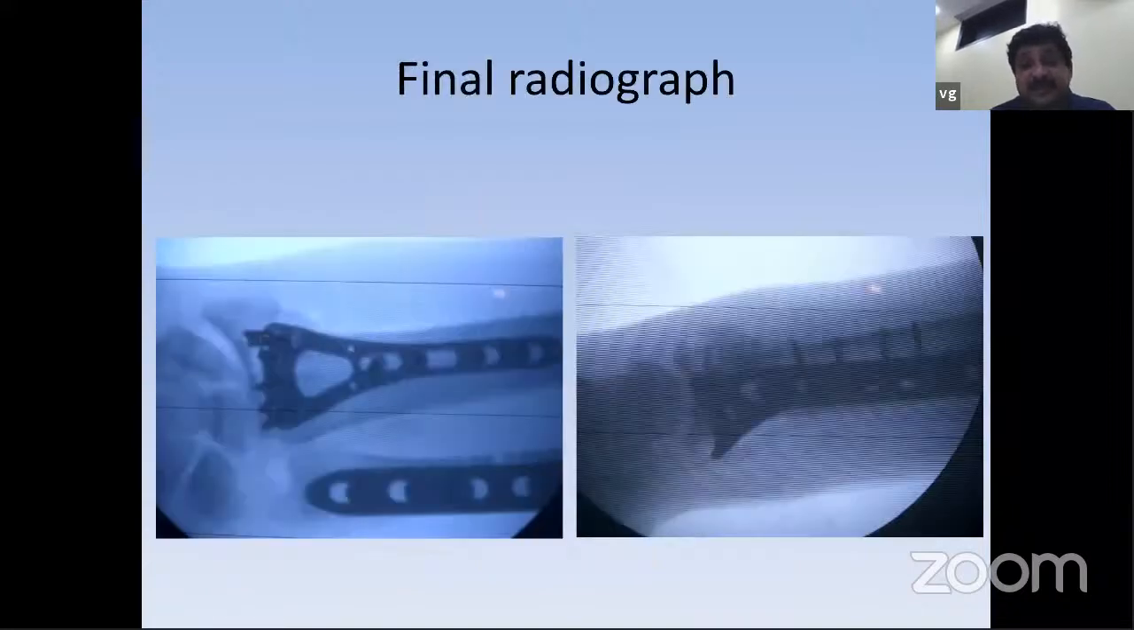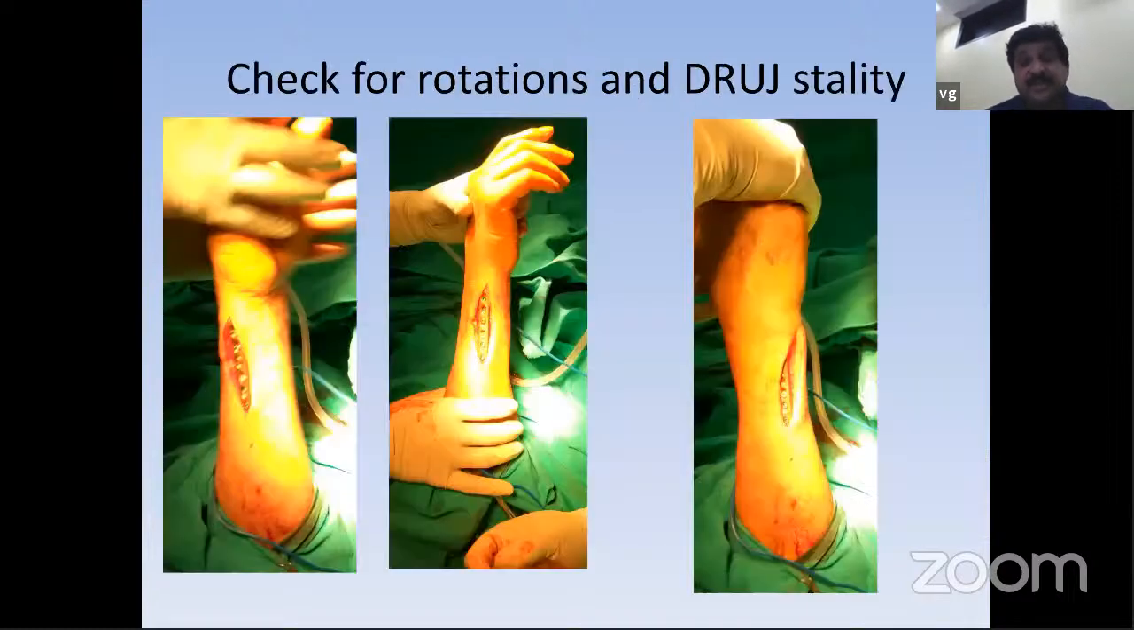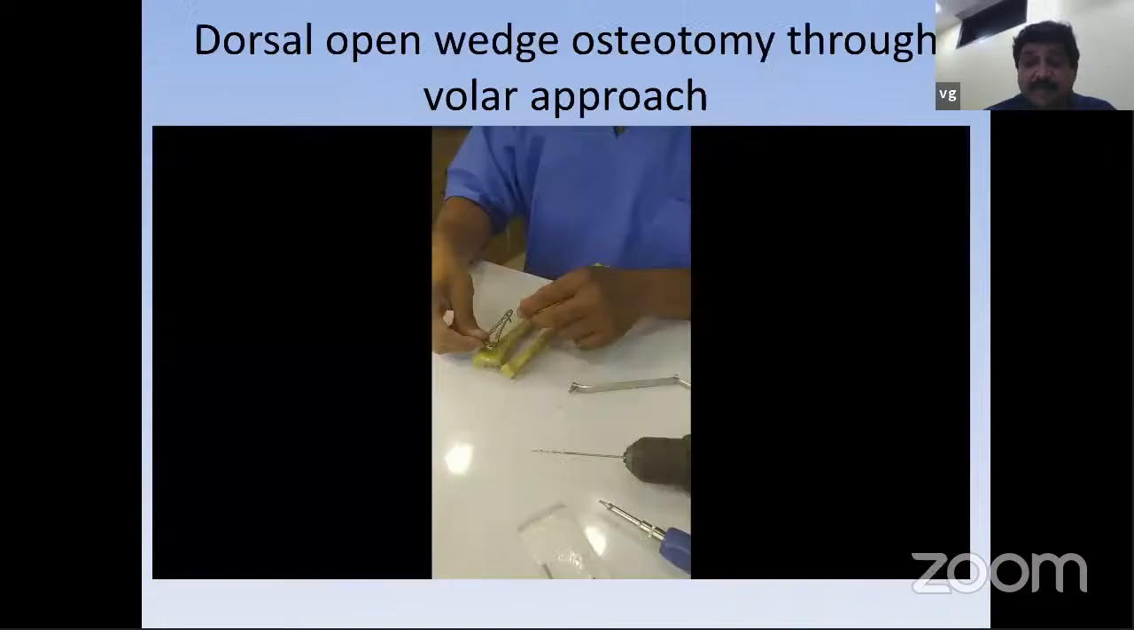So this is the final radiograph of the same patient. By correcting the deformity, we use the bone graft taken from the cuff resection of the ulna. So same patient, you check for the rotation and DRJ stability just before closure.